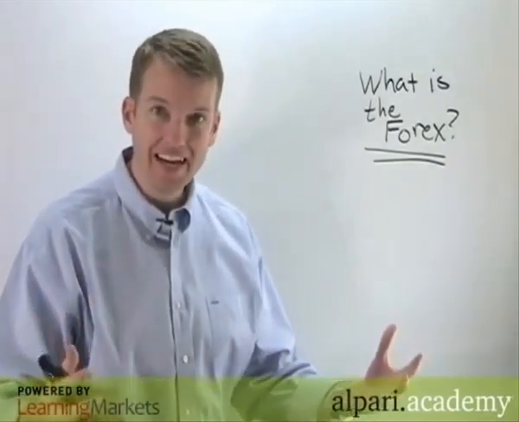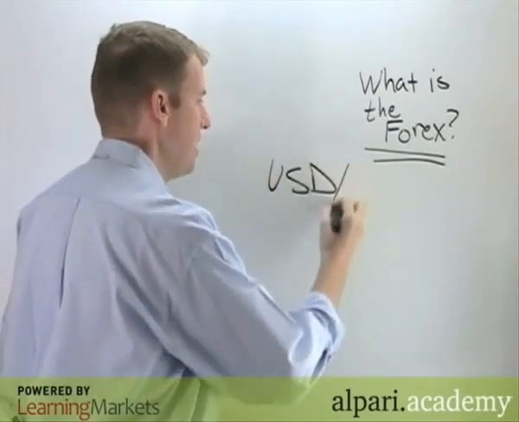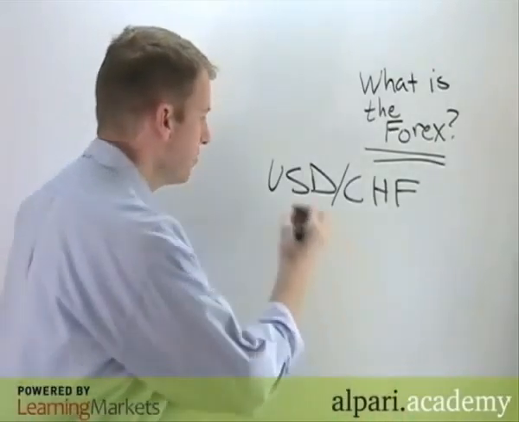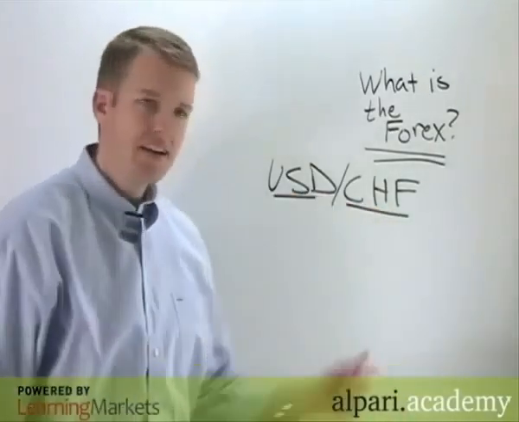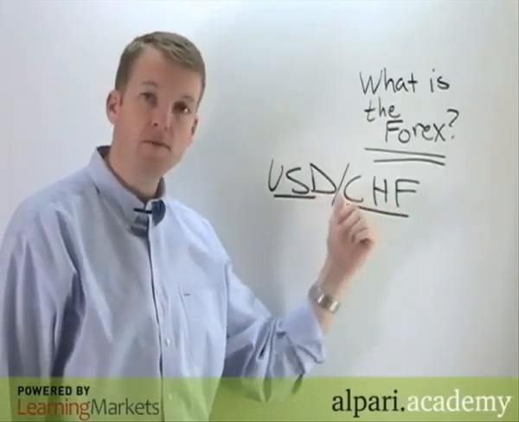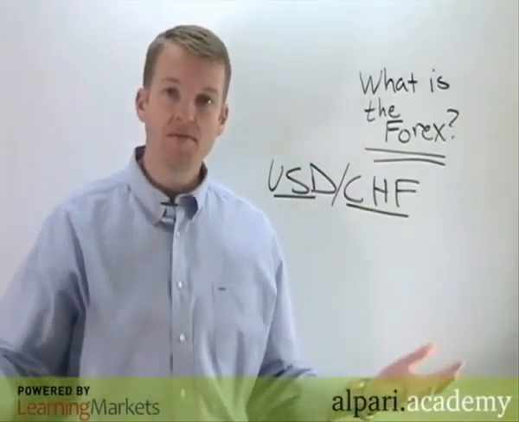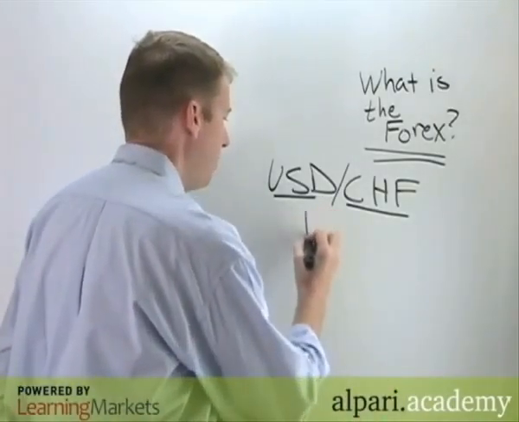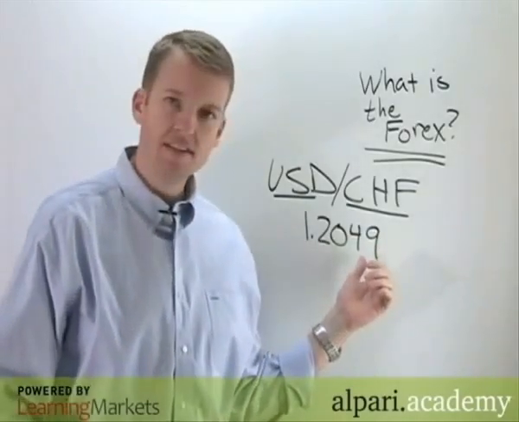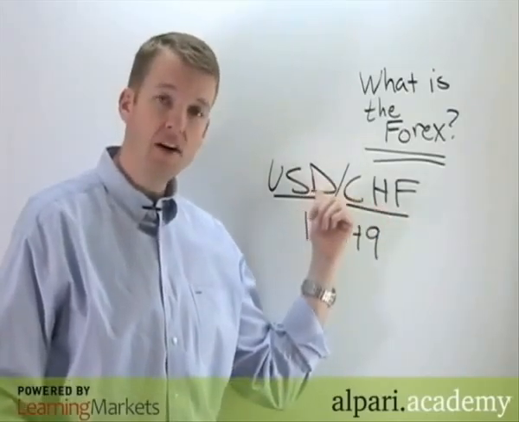Let's say that you live in the United States and you're planning to go take a vacation to Switzerland. That means that you're going to have to convert some spending money, right? So you're going to be converting some dollars into francs. This is the symbol for Swiss francs, and this is the notation you would see when you're talking about a forex pair. This is the dollar compared to the franc. Well, what is the exchange rate for the dollar franc? Well, let's say it's 1.2049. What that means is, it costs 1.2049 francs to buy a dollar.